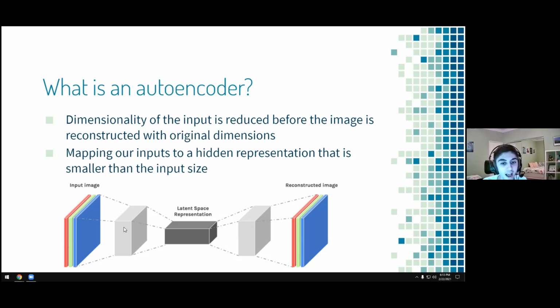Then what will happen is that this decoder will take that point in the latent space and reconstruct it. And it should be able to learn, okay, if I sample this point from my latent space, I should be able to reconstruct this image of a cat, hopefully as perfectly as possible.